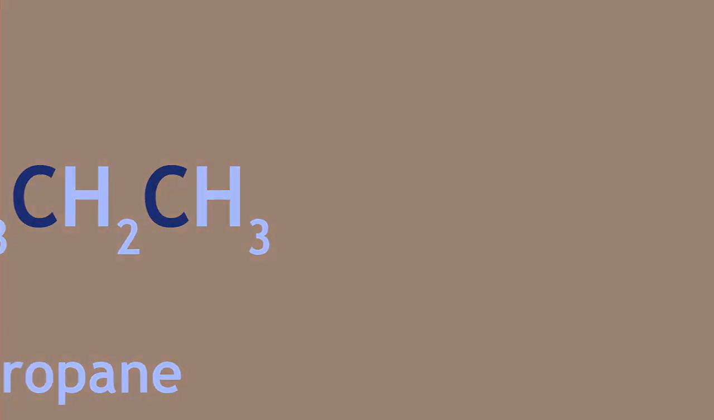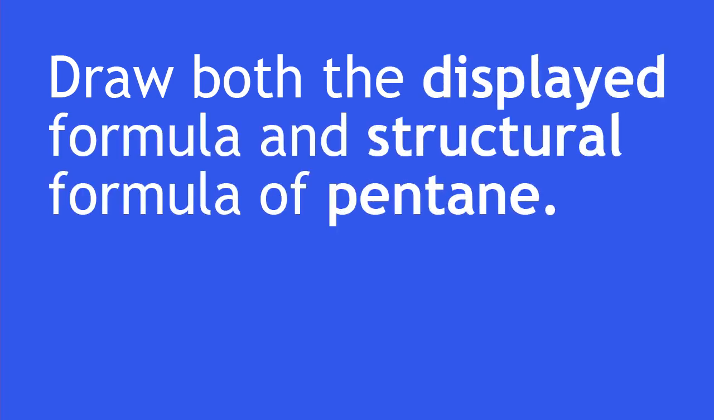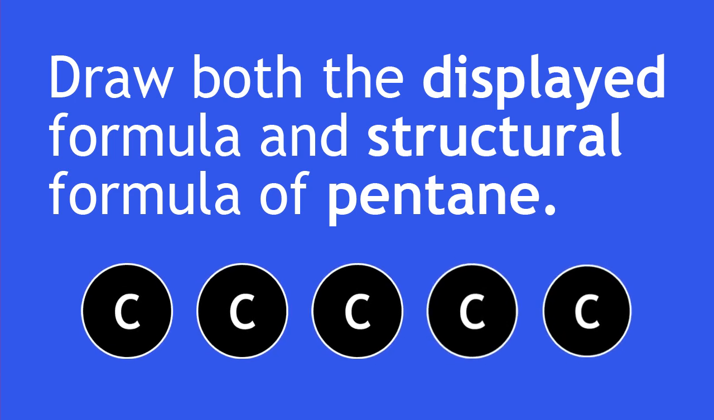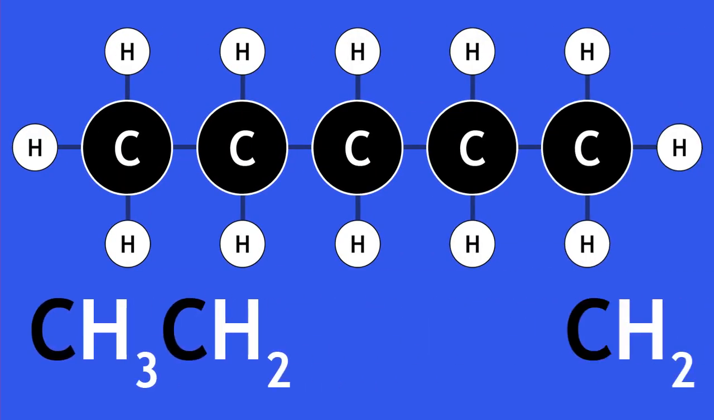Pause the video now and try and draw both the displayed formula and structural formula of pentane, which has 5 carbon atoms. Here is the displayed formula of pentane, and here is its structural formula.